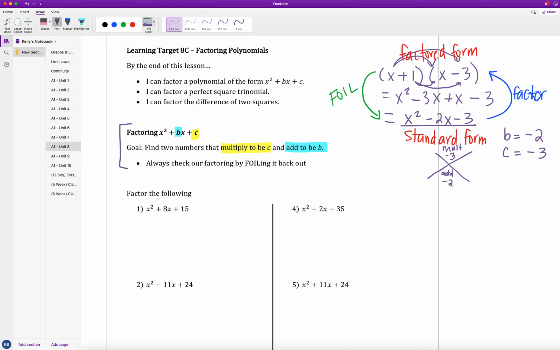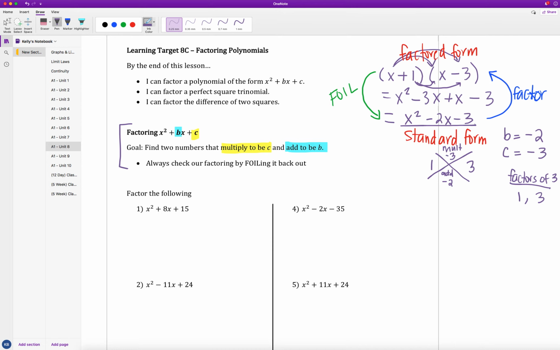So we have to think about what two numbers multiply to be negative 3 and add to be negative 2. Well, I want to think about factors of 3 then. So factors of 3 will help me come up with some options. So the only two factors of 3 happen to be 1 and 3 though, since 3 is a prime number. So I know that one of these has to be a 1 and one of these has to be a 3. Now I have to figure out the signs.